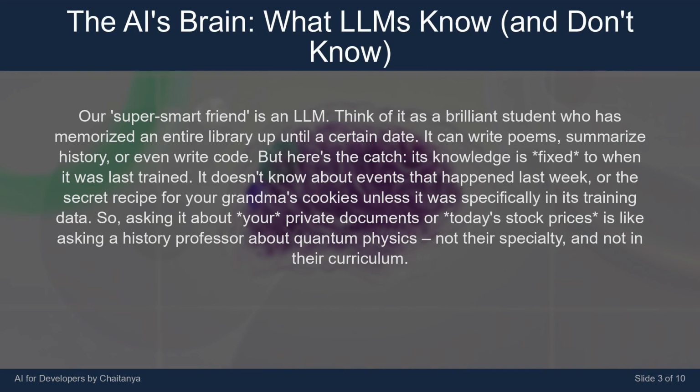Our super smart friend is an LLM. Think of it as a brilliant student who has memorized an entire library up until a certain date. It can write poems, summarize history, or even write code. But here's the catch. Its knowledge is fixed to when it was last trained. It doesn't know about events that happened last week, or the secret recipe for your grandma's cookies unless it was specifically in its training data. So, asking it about your private documents or today's stock prices is like asking a history professor about quantum physics, not their specialty, and not in their curriculum.